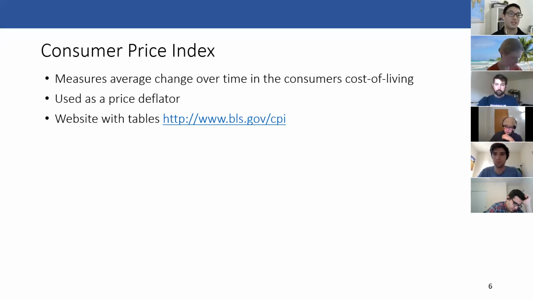And oftentimes, if you're really getting into the nitty gritty details of a particular commodity or good or service, sometimes you don't use the CPI because you may have a better representation of inflation for that particular thing. The CPI is tracked by the BLS, which is the Bureau of Labor Statistics, I think. And you can use this website to look up these values.